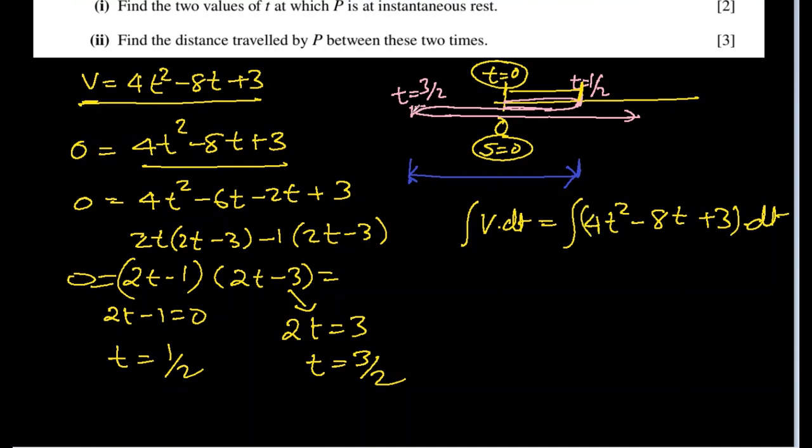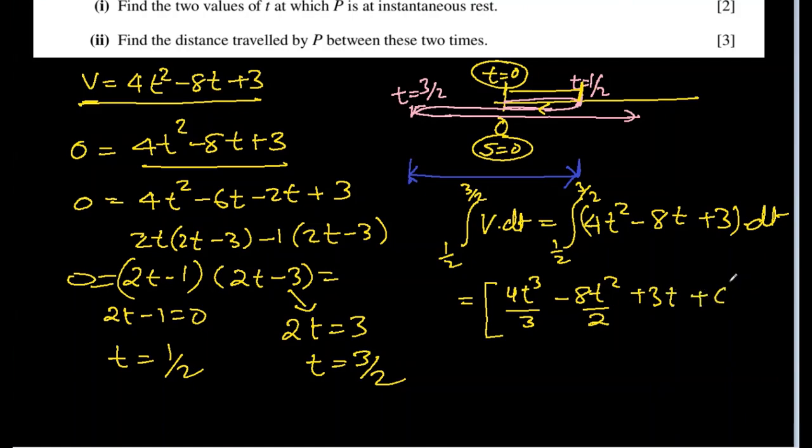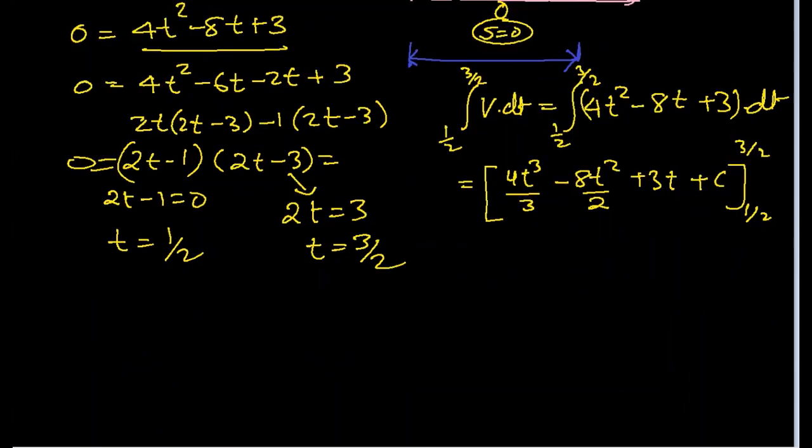Okay, since it's a straight line, from t equal to half to t equal to 3 over 2, direction is only in one direction. So there's no problem in writing half and 3 over 2 here. If there was a turning point in between, then there would be a problem. Since there is no turning point, we can straight away put these values here. So let's integrate this one, which will be 4t cube over 3 minus 8t square over 2 plus 3t plus c, from half to 3 over 2. And now just substitute the values one by one and we'll get it.